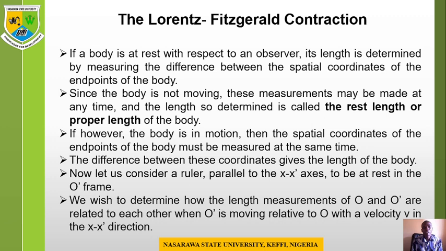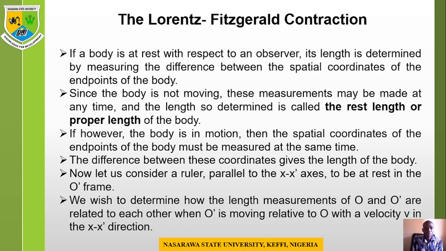So the next one is the Lorentz Fitzgerald contraction. So if a body is at rest with respect to an observer, its length is determined by measuring the difference between the spatial coordinates of the endpoints of the body. Since the body is not moving, this measurement may be made at any time, and the length so determined is called the rest length or the proper length of the body.